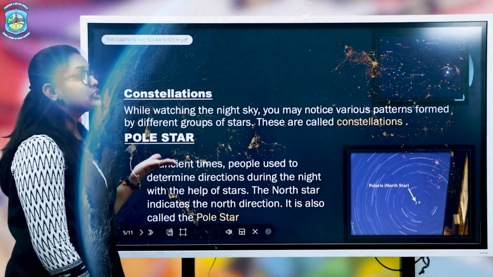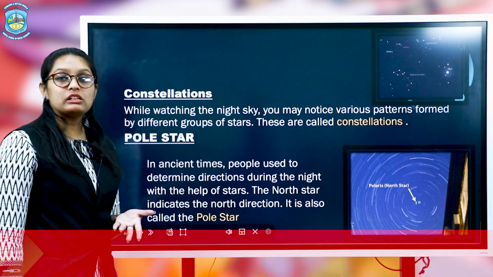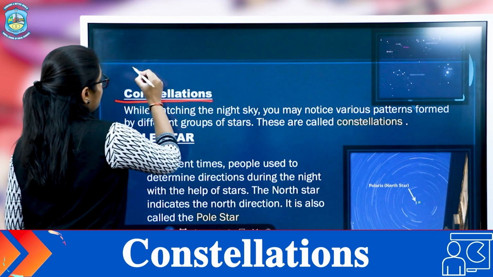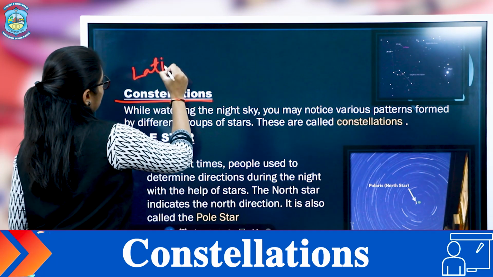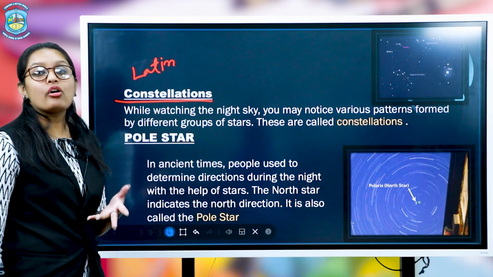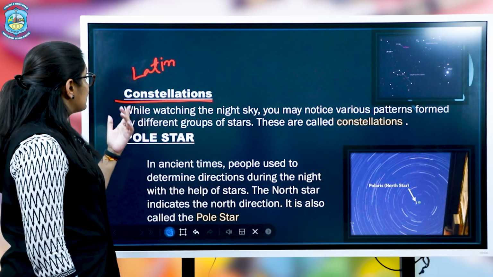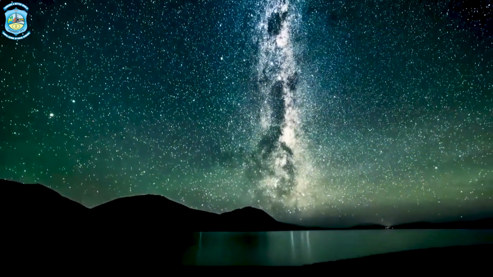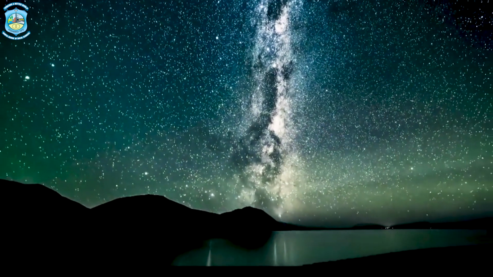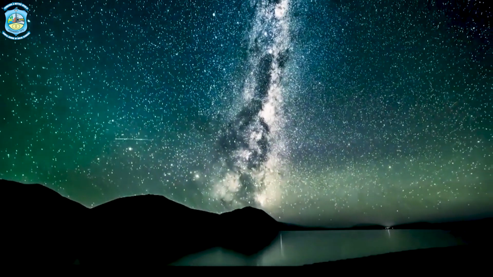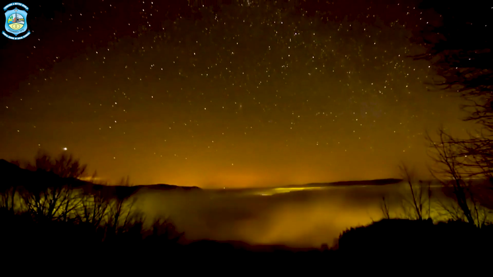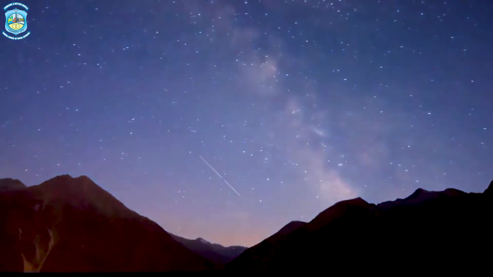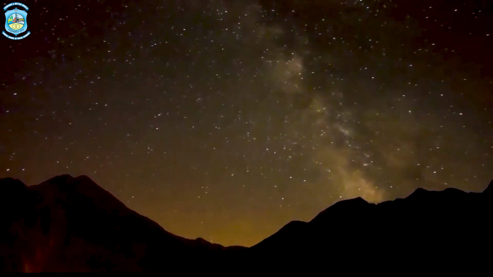Now our next topic is constellation. What is a constellation? Constellation is a Latin word which means set of stars. A constellation is a group of stars which form a pattern. Like, as we notice in the night sky, there are stars making a kite shape. That pattern is known as a constellation.